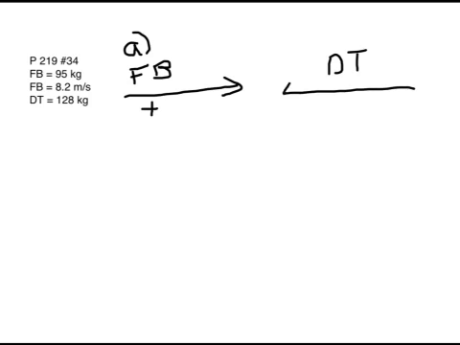Alright, this is the solution to page 219, number 34. In this problem, part A asks for the before and after. We have a fullback, and I'm going to make that direction positive, moving one way. We have a defensive tackle, moving the other way.